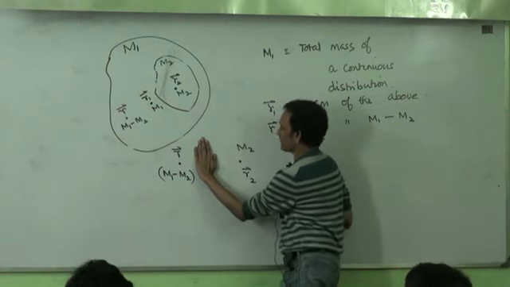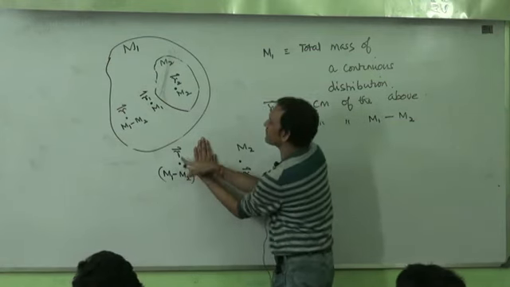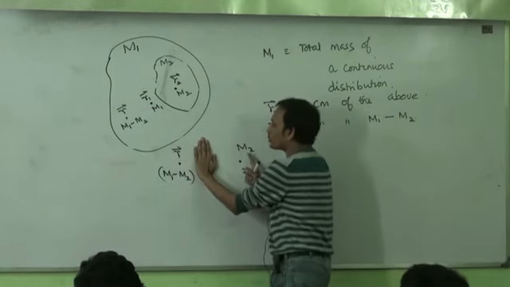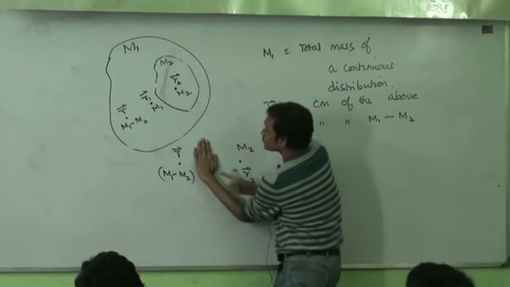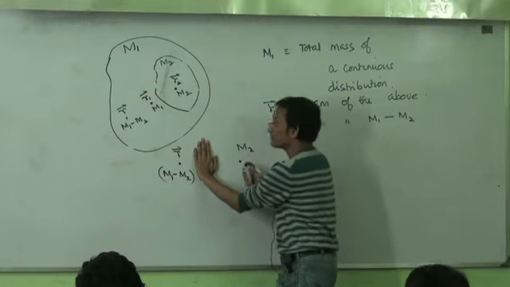Look at just these two, m1 minus m2 and m2. The center of mass of m1 minus m2 is R. The center of mass of m2 is R2. Together, these two would have a center of mass, which would be the center of mass of m1 minus m2 plus m2, which is m1. Yes or no?